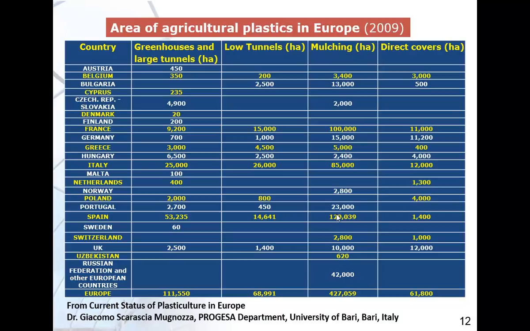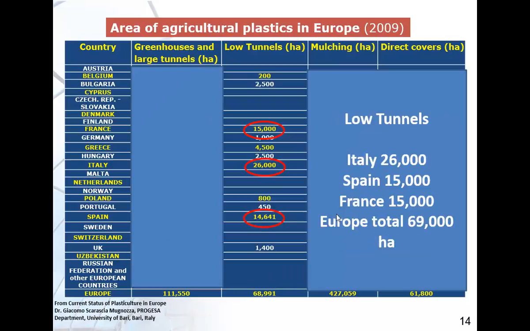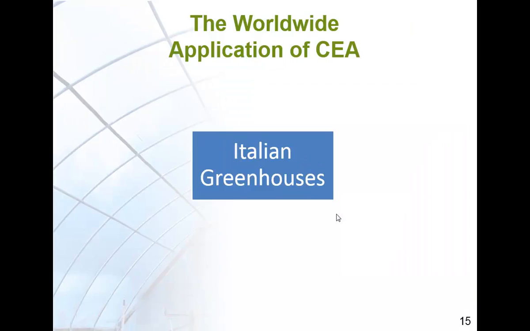Here's the data. I won't go through it, but it's available for you to look at. Italy, Spain, and Turkey appear in this graphic in huge numbers of hectares of greenhouse production of food. Low tunnels as well. Italy, Spain, and France contribute significantly in the production of food in Europe. Let's look to Italian greenhouses.